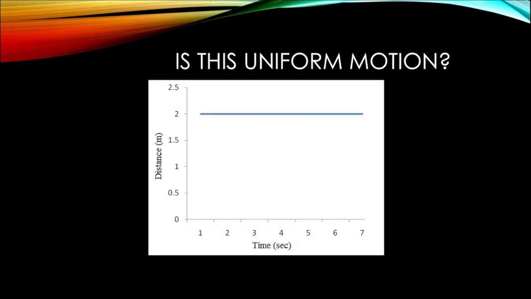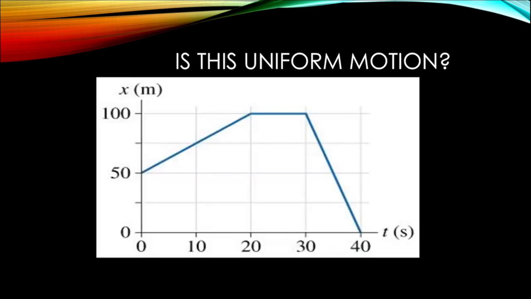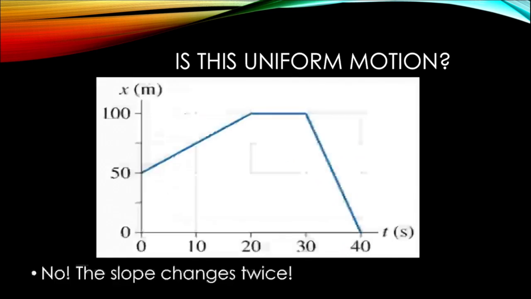Is this graph uniform motion? In this case, yes, this graph is uniform motion because the velocity is not changing. It is a straight line. A constant velocity of 0 is still a velocity, and this indicates uniform motion. Is this a uniform motion? Here, in this graph, the slope changes 2 times. There are 3 different slopes in this one graph, so this is not uniform motion.